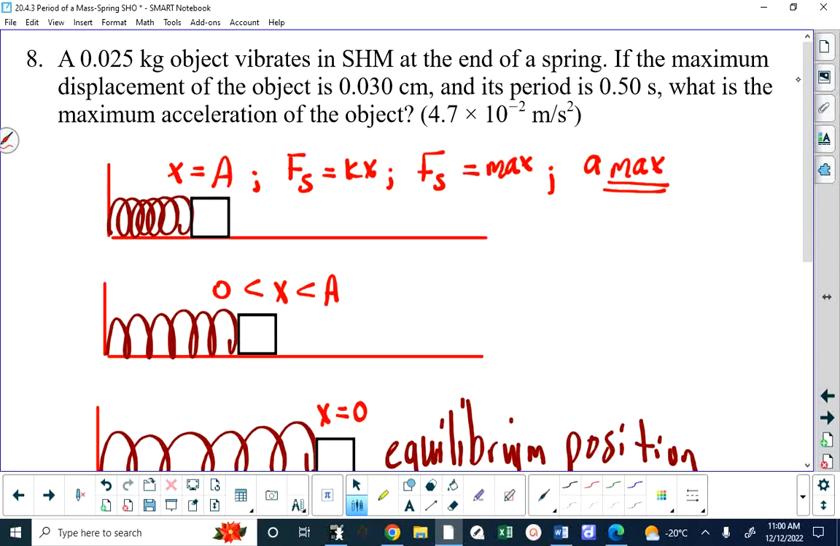So how are we going to find the spring constant? Well, there's a couple of ways we could do it. One of the ways we could do it is to say that the potential energy here is equal to the kinetic energy at the bottom. But that's a dead end because we don't know how fast it's moving.